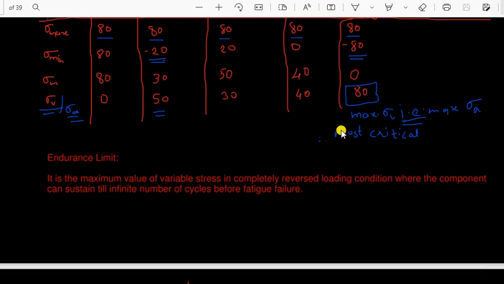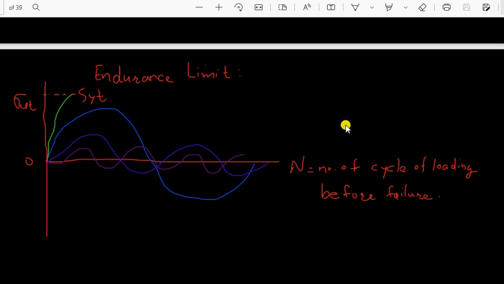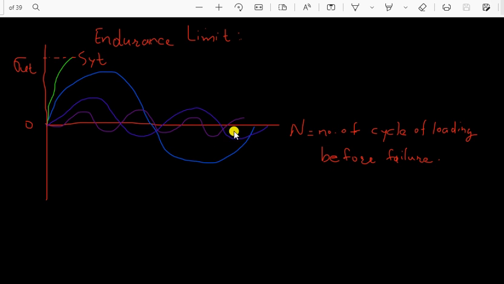So moving forward, this is the graph, or you can see a comparative study of different stress values and how many life cycles, or loading cycles, a particular component can do before fatigue failure.